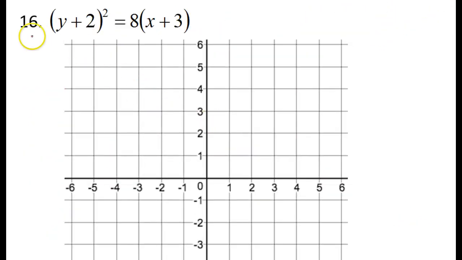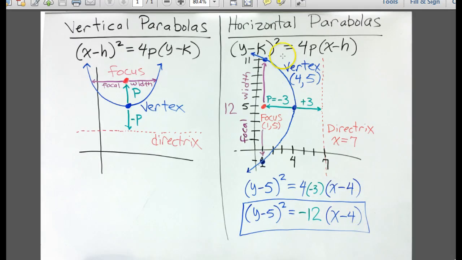Let's practice that again on problem number 16. Notice that the y part of the equation is squared. And we know that if the y part is squared, we are looking at a horizontal parabola. So it will open either to the left or to the right. We are going to look at the 4p value, the number that's right here. If it's positive, it should open to the right. If it's negative, like this -12, it will open to the left.